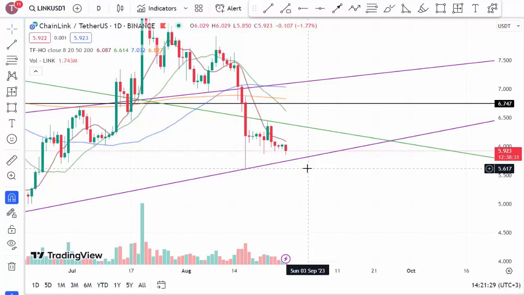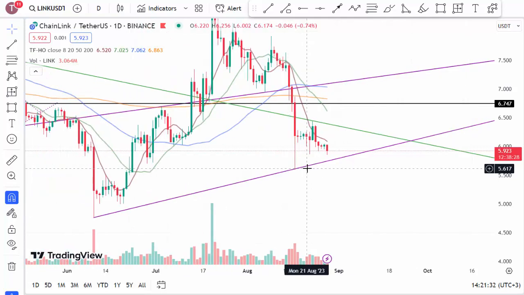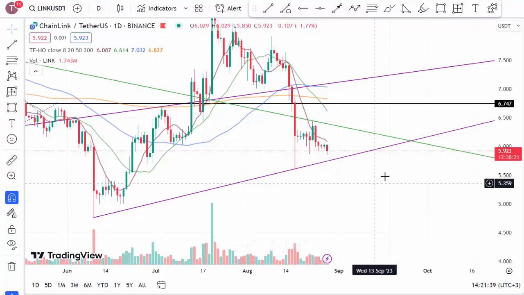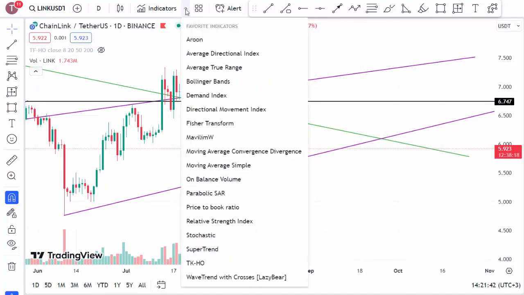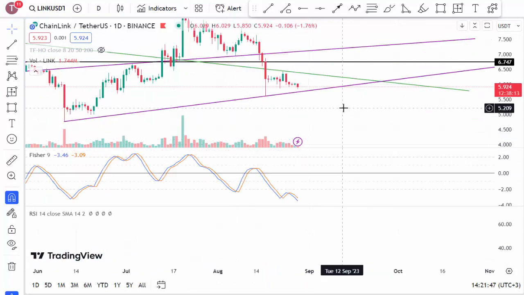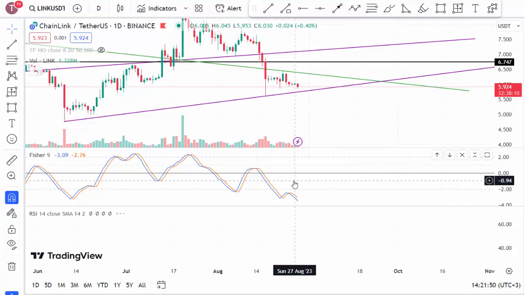Additionally, the last point where the price should drop is at the 5.61 level. If it drops below this level, it could further decrease to a lower point, which is the 4.75 level. So, caution is advised. Now, let's continue our analysis with the indicators.